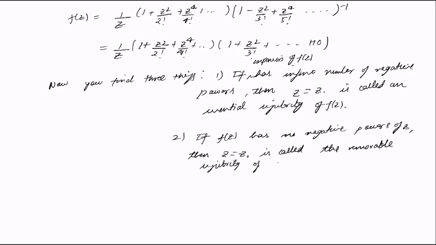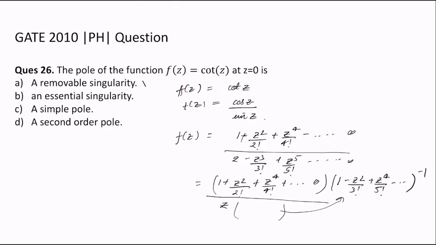Now in this expression, we can see that it does not have an infinite number of negative powers, so it is not an essential singularity. And for a removable singularity f of z would have no negative power, but we know that there is one negative power which is 1 by z, that is z inverse. If we do the product of these two brackets, we find that there is one negative power. So z is equal to 0 is not a removable singularity, and also not an essential singularity.